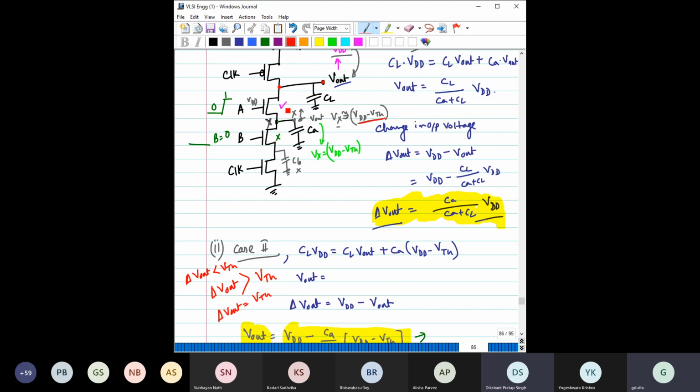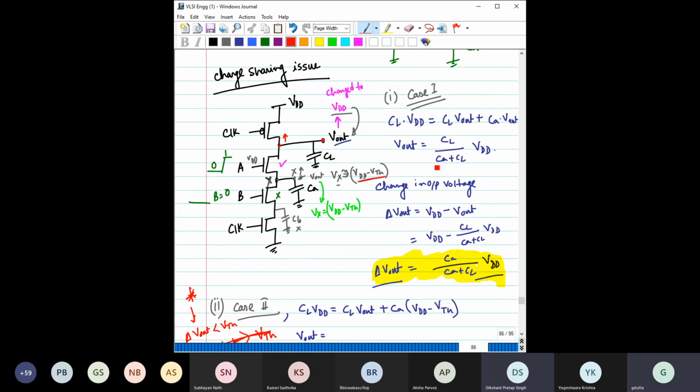because if this transistor had not turned off, further charge transfer would have occurred, right? That means this potential would have to be higher than this. This potential is already VDD minus VTH, so the change here means this potential would have to be higher than VDD minus VTH. So for case 2, delta V out is less than VTH. Very good. Then similarly, can you comment on the relation between delta V out and VTH here?